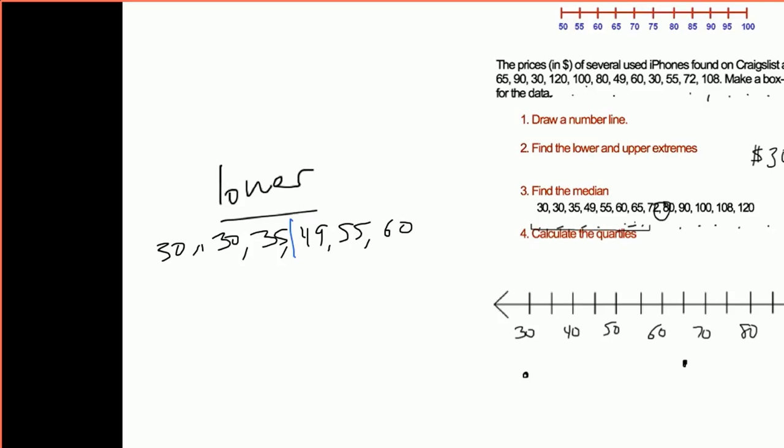Or it's really technically the median of the lower data set, but because there's no value directly in the middle, okay, there's an even number of data here, I need to find the mean of the two middle pieces, okay? So what I'm going to do is take 35, add to it 49, and divide that by, well, 35 and 49, that's two pieces of data. So 35 plus 49 would get you 84, and you divide that by 2, and you get 42.